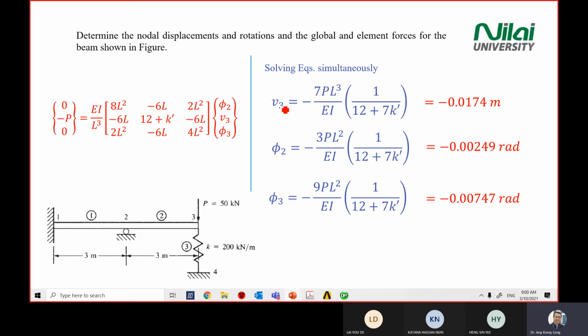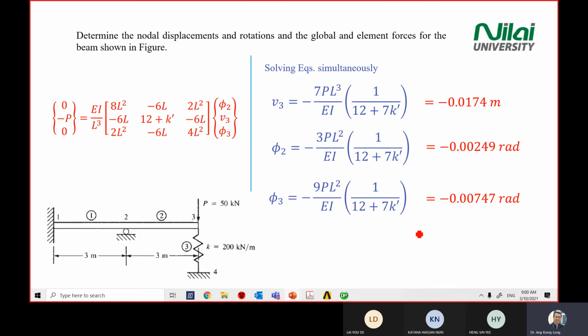So if you put in the answer, you'll get something right what you see on the screen here. So V3, you will get negative 0.0174 meter. Rotation is in the unit of radian. So it's not degree, yeah? It's in the unit of radian. So you have negative 0.002 radian. Rotation 3 will be negative 0.007 radian.